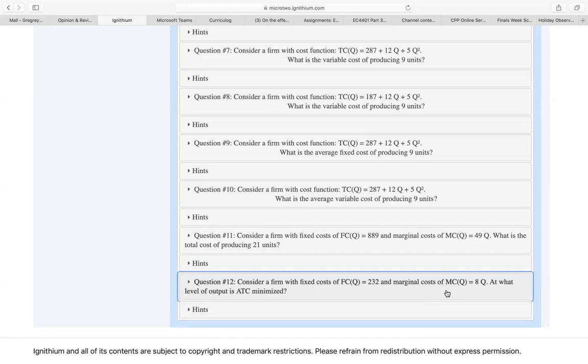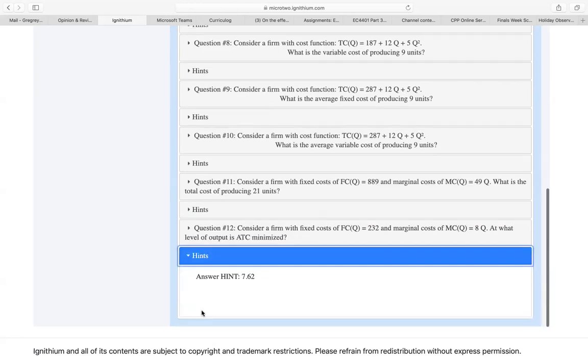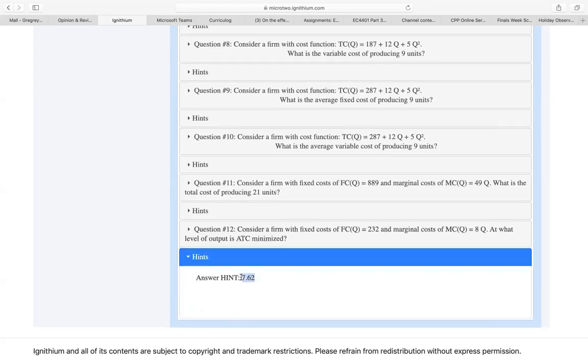And then we have one more thing that we've got to do, and that is we've got to remember that average total cost is minimized where marginal cost intersects with average total cost. So once we have the average total cost formula, then we set it equal to the marginal cost formula and we solve for Q. And that will give us the answer. Does everybody understand? The answer 29 then? Well, I don't know. In this case, it's 7.62. Okay, let me see.